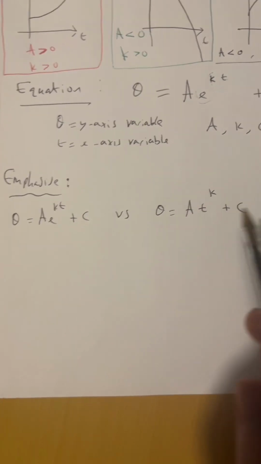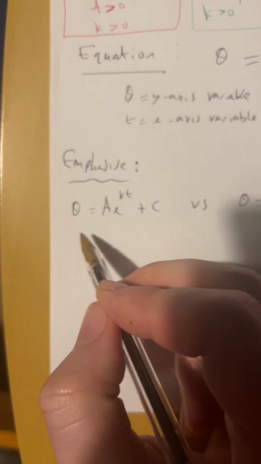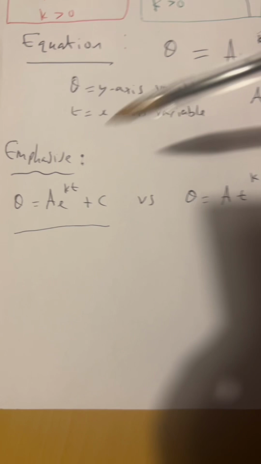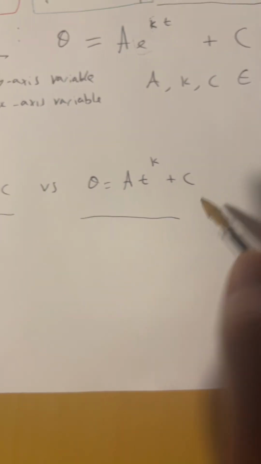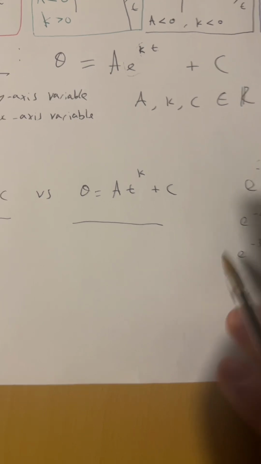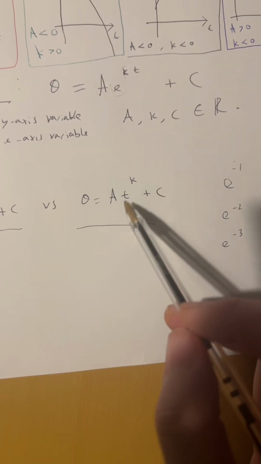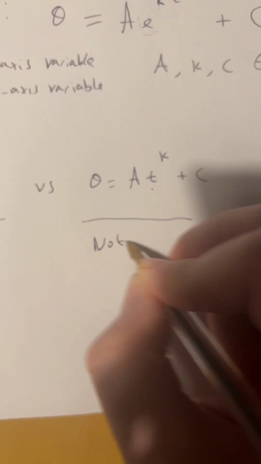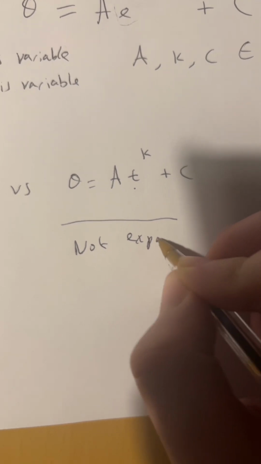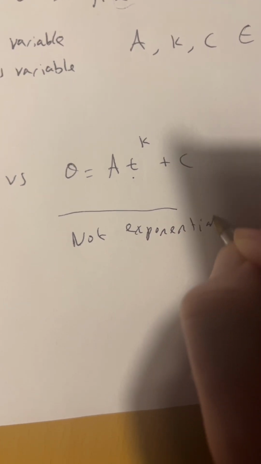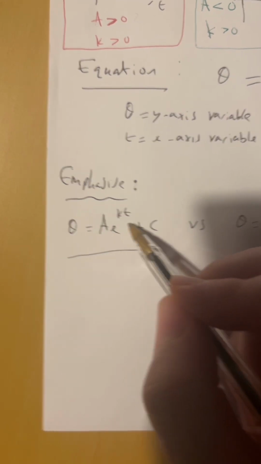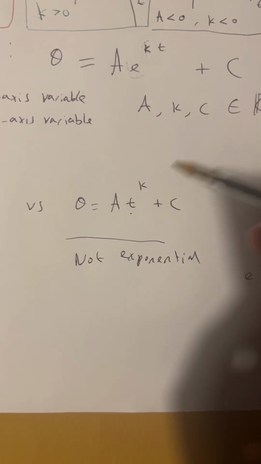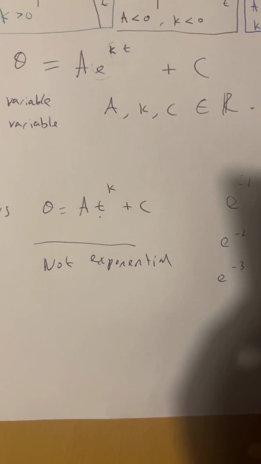Now, again, I just really want to emphasize the difference between a model like this, where your variable t, time, is in the power, compared with a model like this, where your variable t is in the base. This, where the variable is in the base, is not an exponential model, okay? Not exponential, because again, we need the variable to be in the power to be an exponential model. This is exponential, this is not an exponential model. This is kind of like a power model. Not really sure the real name for this model.